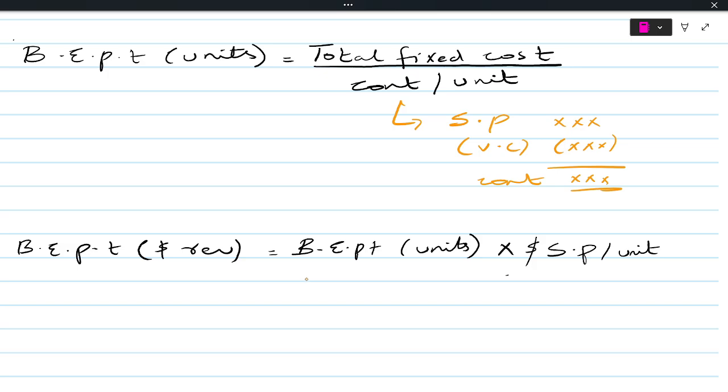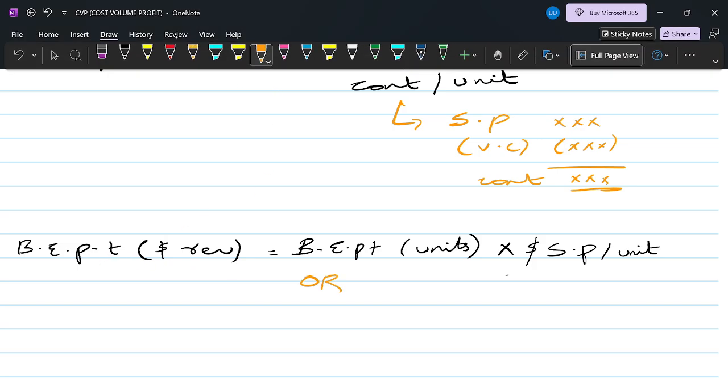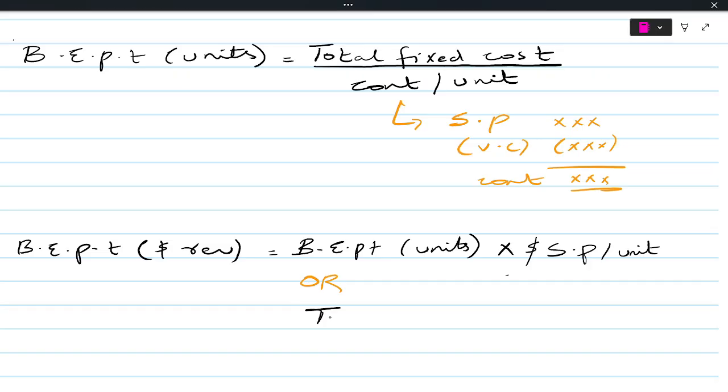That's how much revenue I need to generate in order to achieve the break even. Now there is another formula for calculating the same thing, and you need to know this formula because you never know what you'll have in the question. The other formula is total fixed cost divided by the CS ratio. You'll get the break even point in terms of revenue.